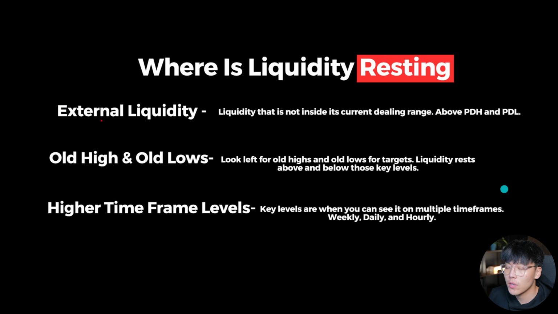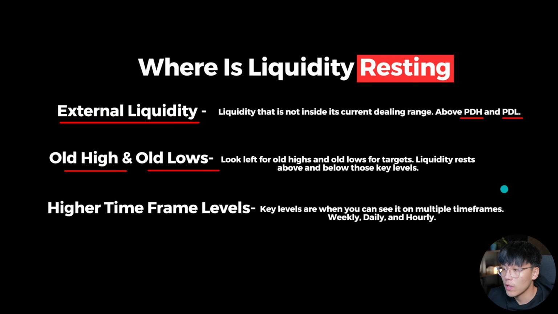So the first thing that we're going to be looking for is external liquidity. What I consider external liquidity is liquidity that's not inside its current dealing range. Majority of the time when we're intraday traders, we're looking for previous day highs and previous day lows. So what we're looking for is liquidity resting above previous day highs and below previous day lows. These are key levels of liquidity, resting above and below your previous day's highs and lows.